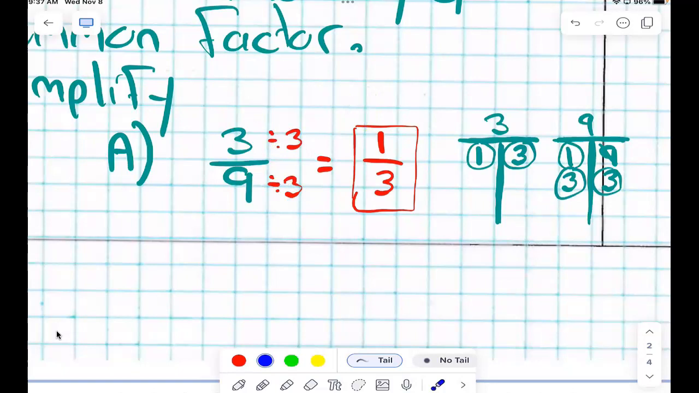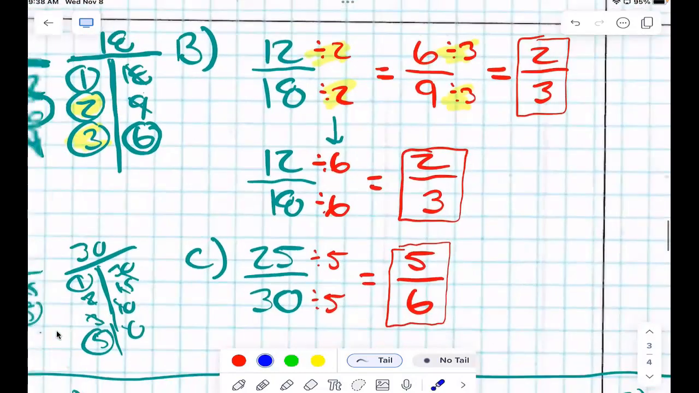3 divided by 3 is? No, I'm asking a question. 3 divided by 3 is? 1/3. It is not 1/3. 3 divided by 3 is not 1/3. Listen to what I'm asking you. What is 3 divided by 3? 1. What is 9 divided by 3? 3. So altogether, our final answer is 1/3. 3/9 is the exact same as 1/3, yes?